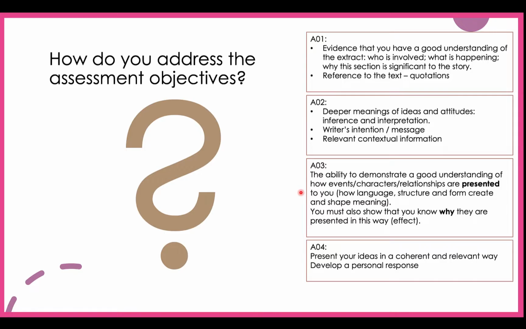AO3 is your ability to understand the different methods that a writer uses. So this is an understanding of how events, characters, relationships are presented, and the focus here really is on the how. Rather than what do you know, it's how do you know it. So think about language, structure and form and how all of these work together to create meaning. You must also show that you know why they have been used, what the writer is hoping to achieve here.